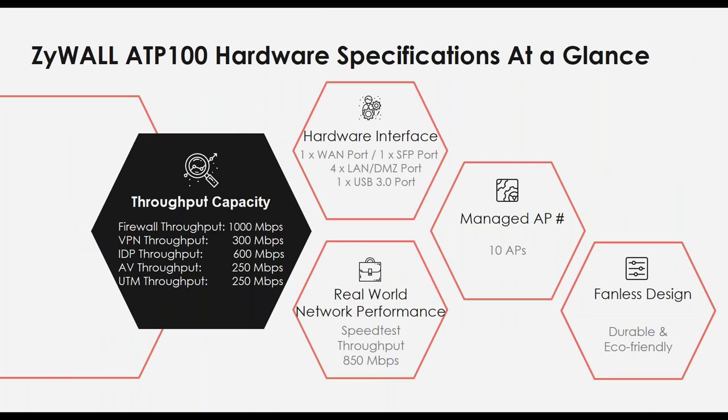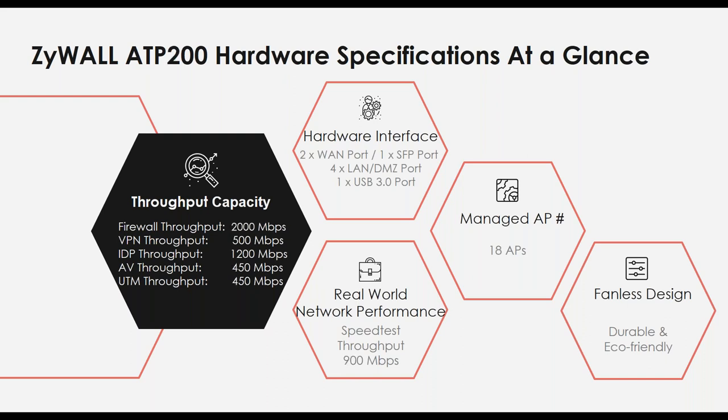These next few slides basically characterize the hardware specifications of each device. So you've got a throughput capacity, as you can see there, the number of WAN ports, the number of LAN ports, USB storage for backing up configurations, and so on and so forth. And then there is a realistic real-world network performance throughput. These devices can also manage access points, so they can act as essentially an on-premise access point controller. So we're specifying the maximum number of access points a particular device can manage. And obviously this ATP 100 device is a fanless device.